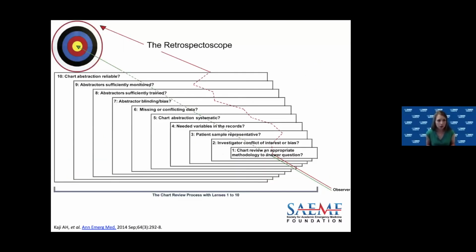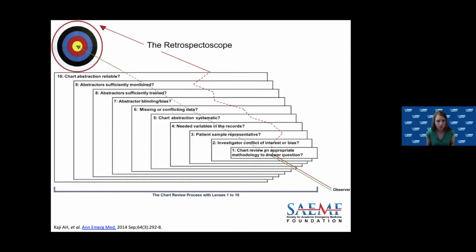I mentioned earlier the risk of bias, and this is a really important limitation of chart review studies. We can think of a chart review project as kind of looking back through a series of lenses, such as in a telescope, or in this study coined by Kaji et al., a retrospectoscope. So our goal with chart review is to really look straight back through the lenses so that our study results perfectly match the true effect in the target population, shown here with the green line.